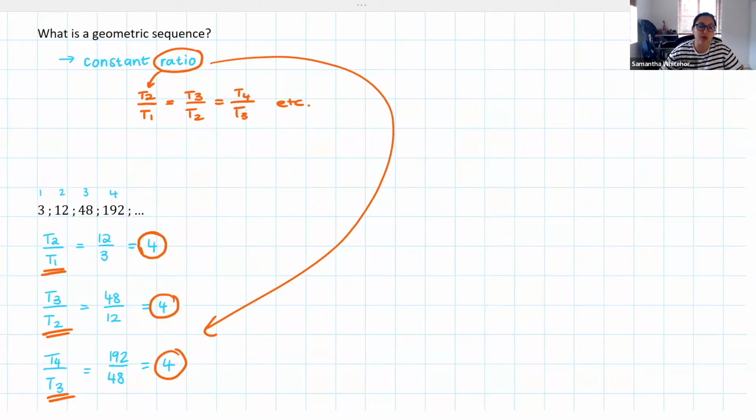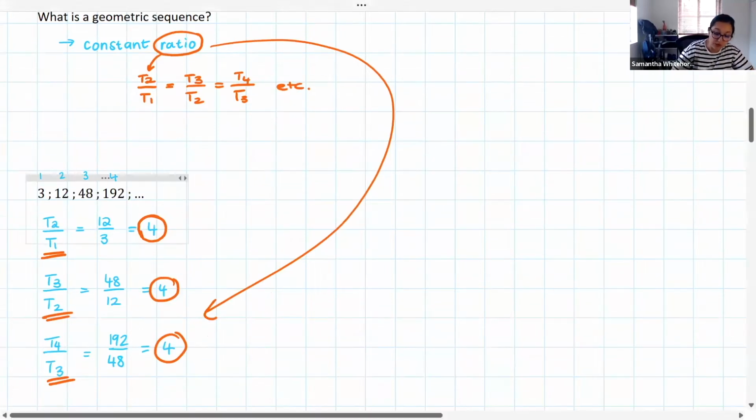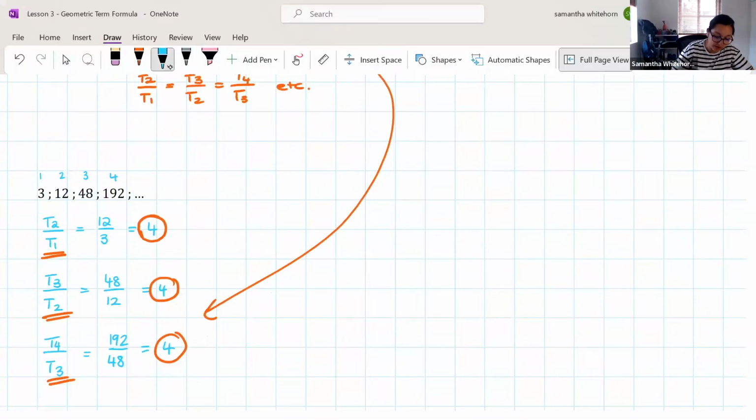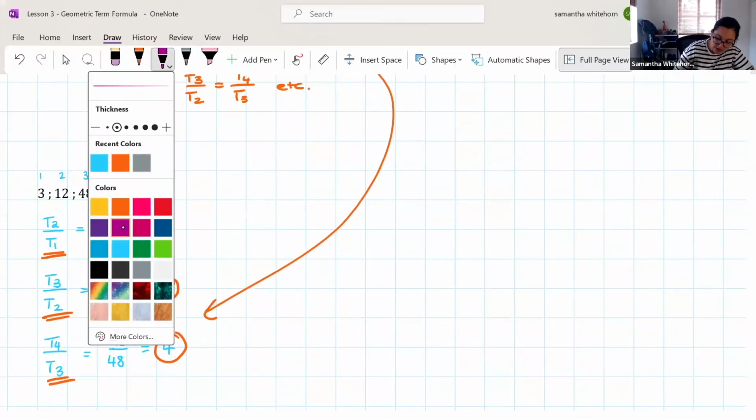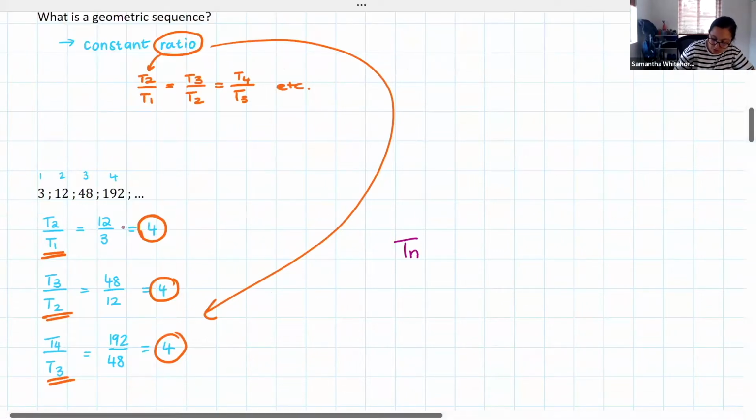It will be used in the formulas that are associated with this type of number pattern. So again, this is on your formula sheet. This is not something you have to learn off by heart. If we want the nth term or the general term of a geometric number pattern, our formula is a times r to the power n minus 1.